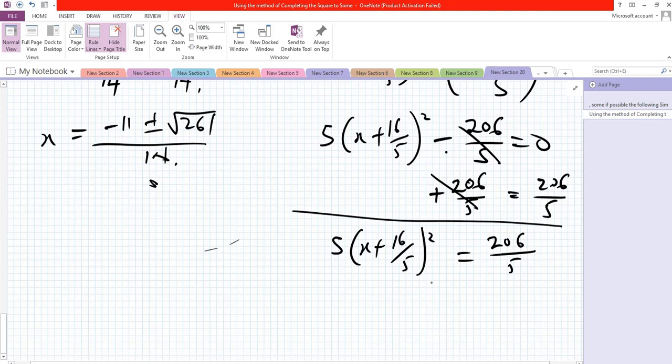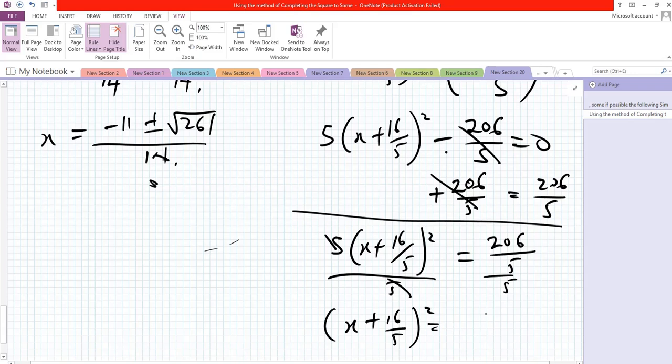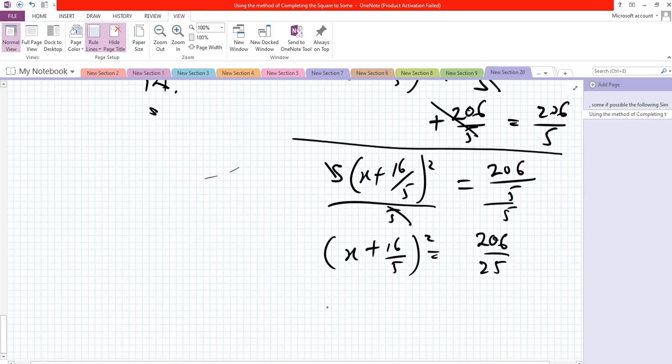Now dividing all through by 5, this will cancel out, 5 will cancel 5. You have x plus 16 over 5 all squared equal to 206 all over 25. Now taking the square root of both sides, you have x plus 16 all over 5 equal to plus or minus the square root of 206 all over 5.